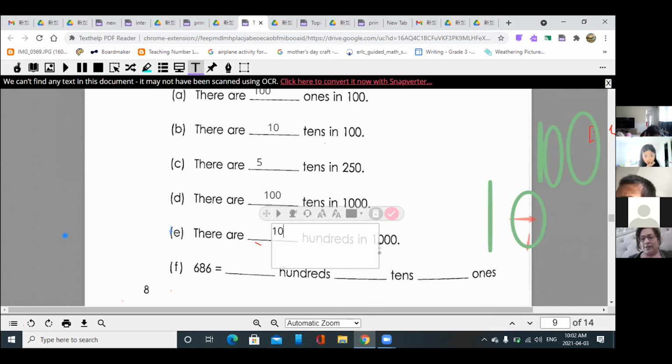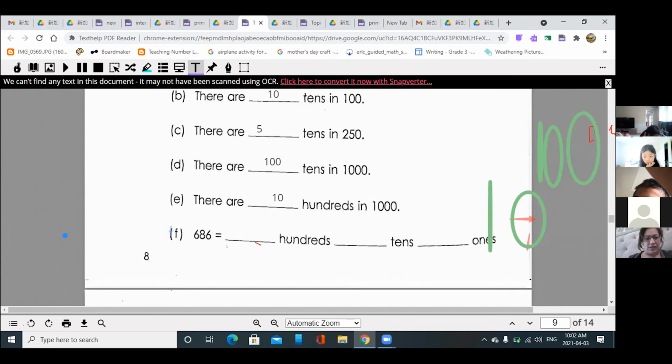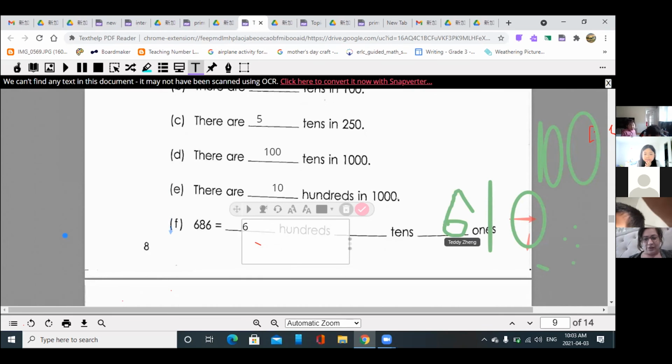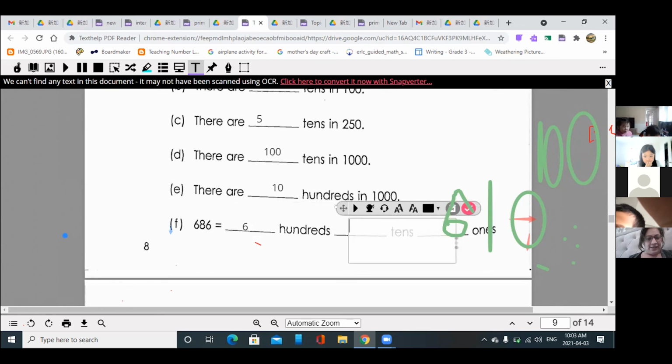Okay, you guys did an amazing job. Let's just do this last one. Ready? Let's look at the numbers. 686. Matthew, how many hundreds is in 686? Go ahead, Matthew. 600. Yes, good. Thank you, Matthew. Next, Sarah, how many tens is 686? How many tens are in 686?